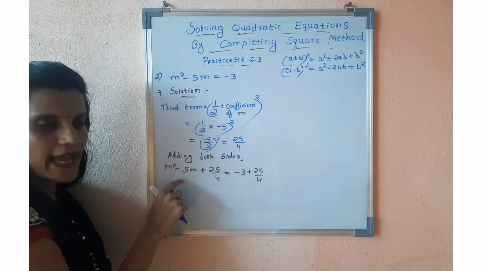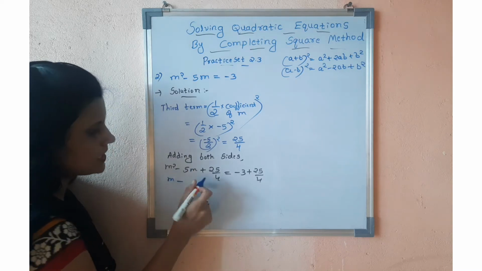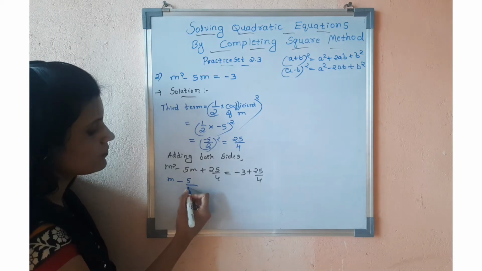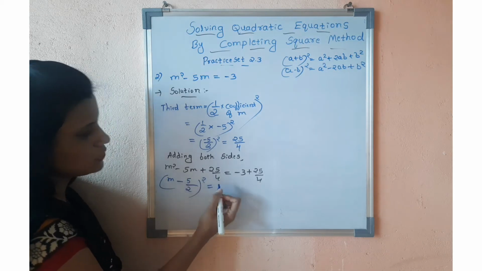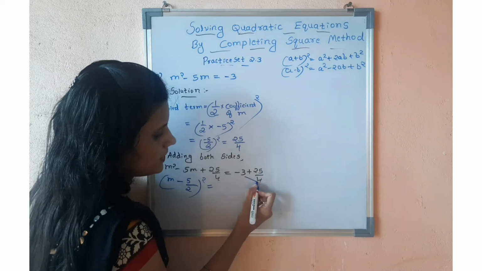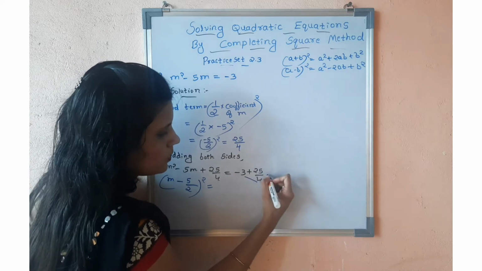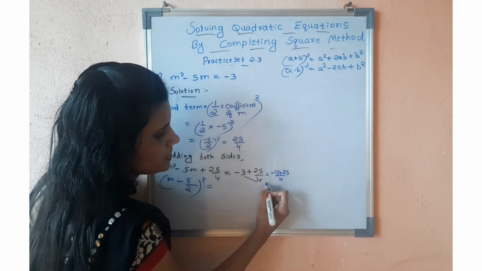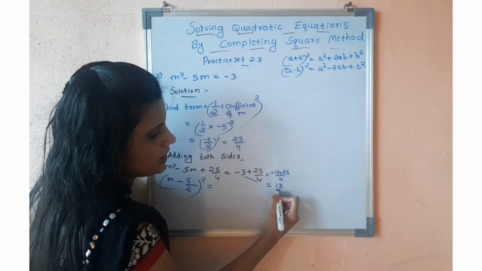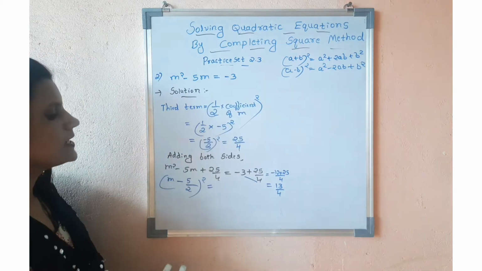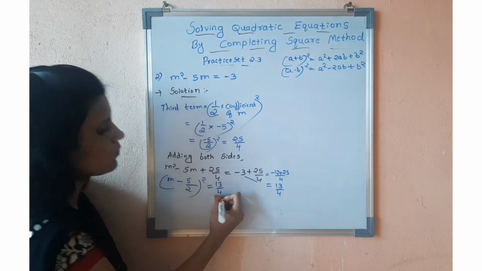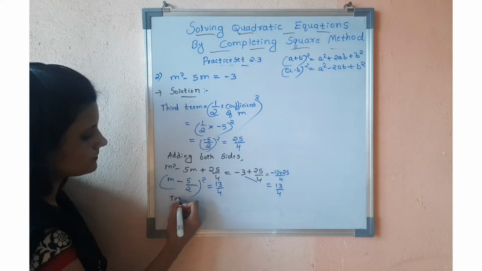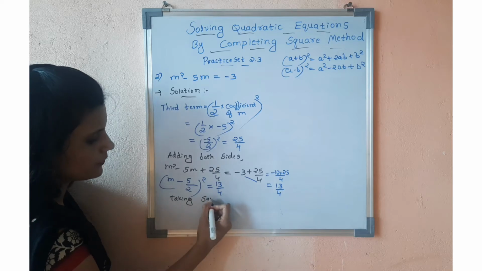So I will write this one as m minus 5 upon 2, 25 being the square of 5, and 4 the square of 2, whole square, is equal to, if I do cross multiplication, I will get here 4 3s are minus 12 plus 25 upon 4, which is nothing but 25 minus 12, 13 upon 4, positive sign, bigger number sign. So I will write here 13 upon 4. Now what is our next step? Our next step is taking the square root.